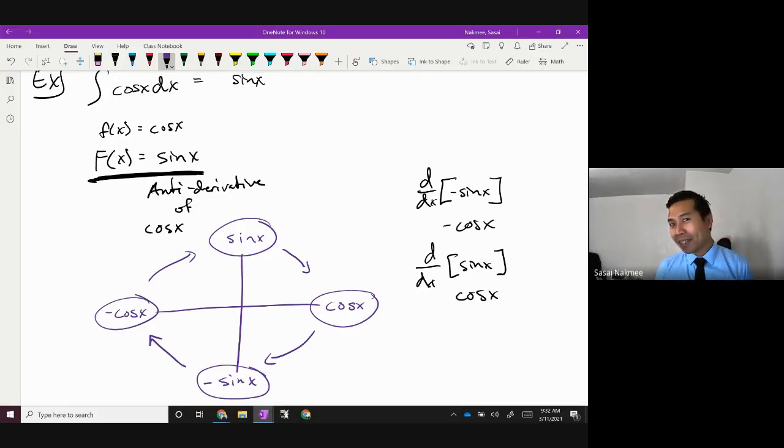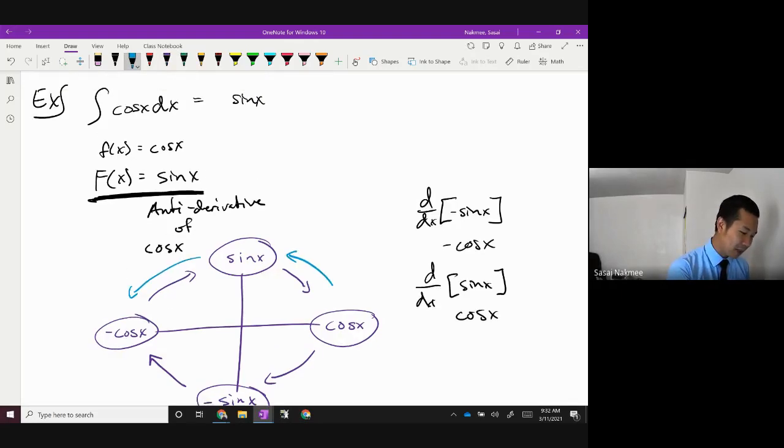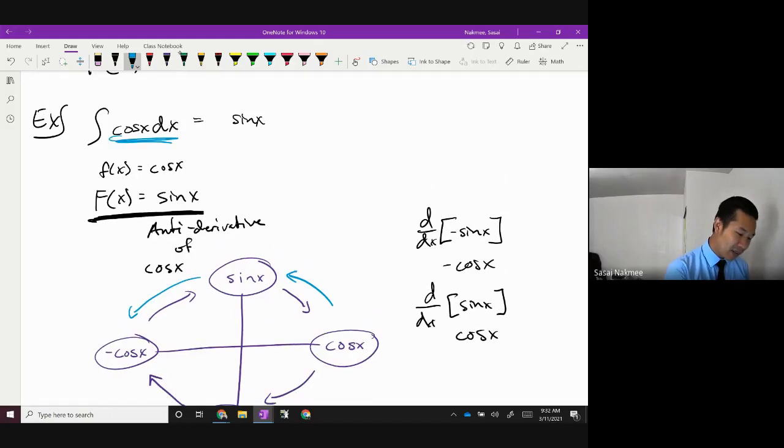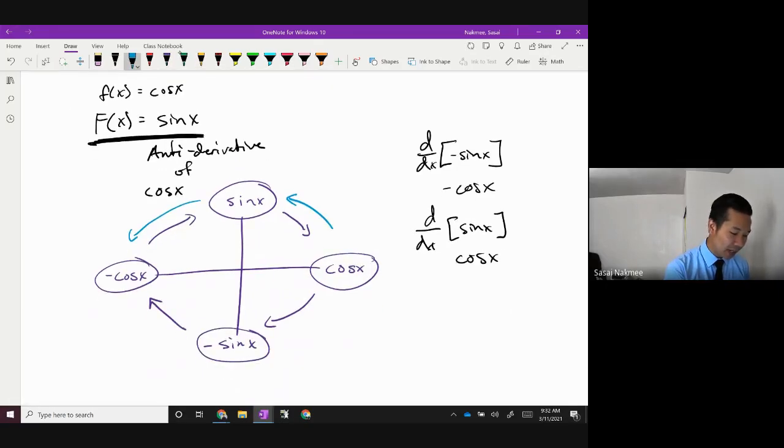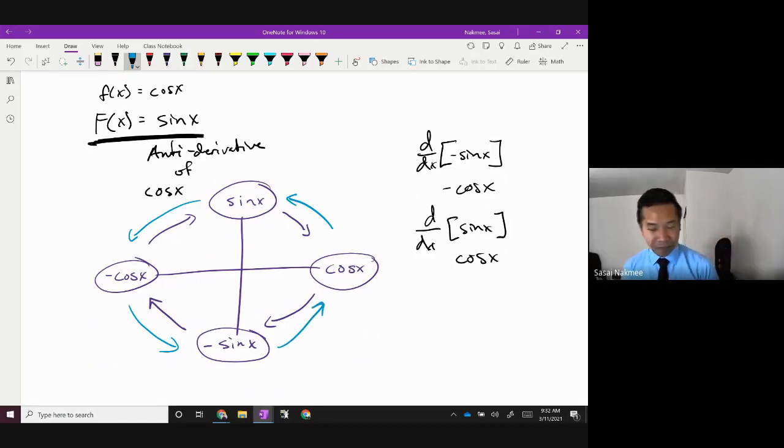Now that we've learned about antiderivatives, antiderivatives go in the opposite direction. So if I was at cosine, which I'm at right here, the antiderivative of cosine is equal to sine. You see that? The antiderivative of sine is equal to negative cosine. The antiderivative of negative cosine is equal to negative sine. The antiderivative of negative sine is equal to cosine.